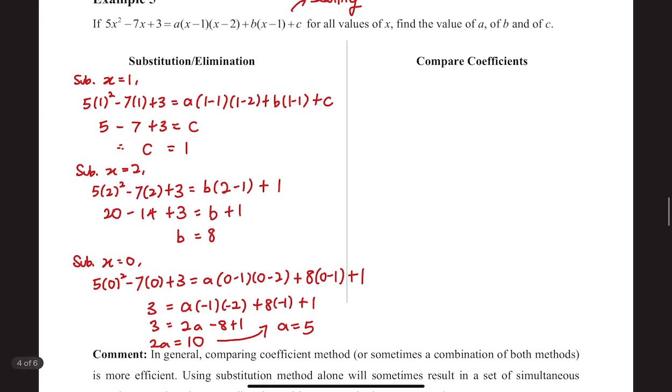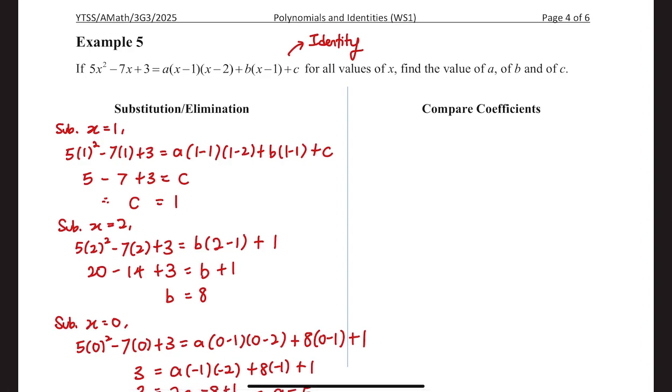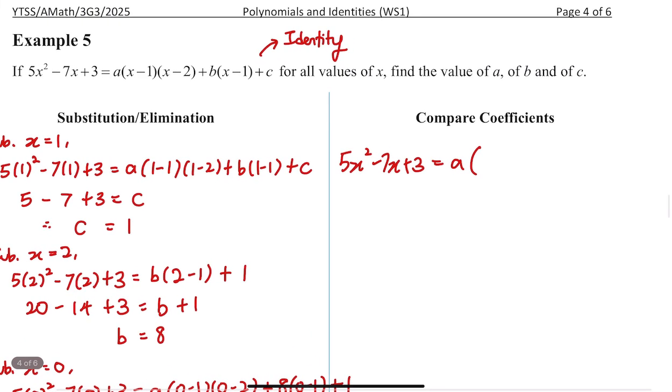Another way that you can do this is by comparing coefficients. So what does that mean? Let's say I have this right side over here. To make it clearer, I can rewrite this. 5x squared minus 7x plus 3 is equal to a. I combine x minus 1 and x minus 2 together. I expand this out and I'll get x squared minus 3x plus 2, then plus b times (x minus 1) plus c.